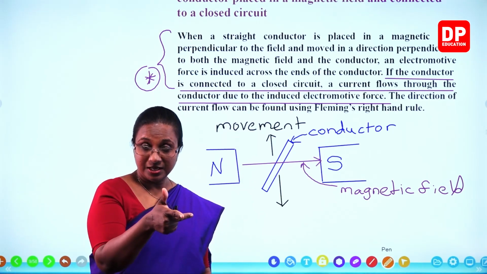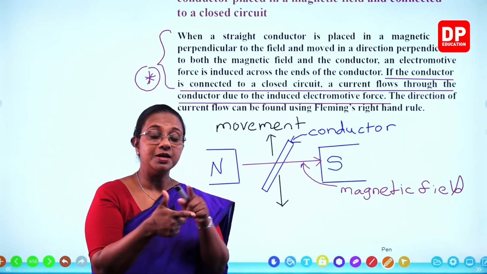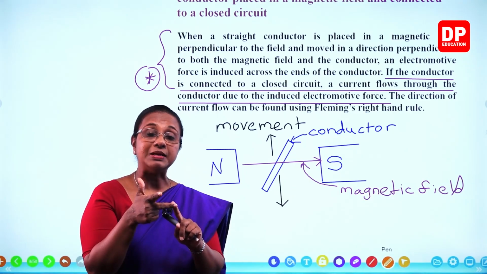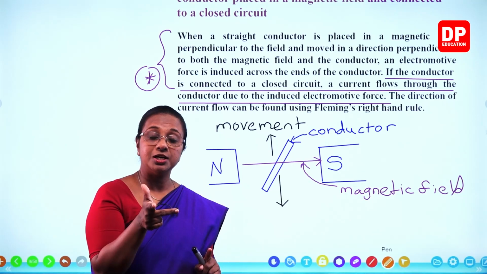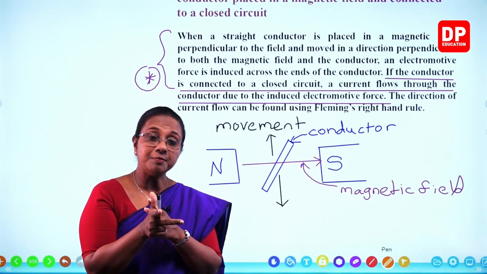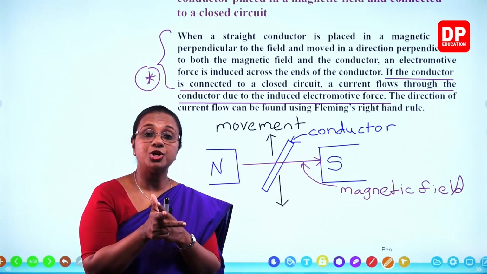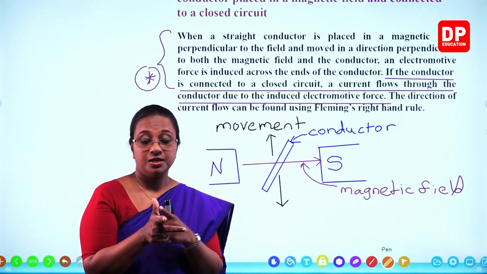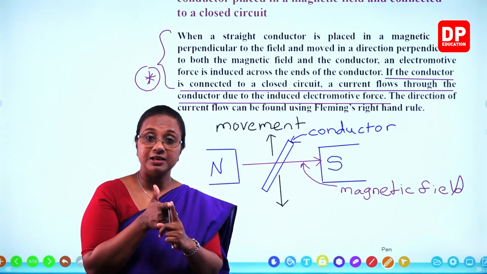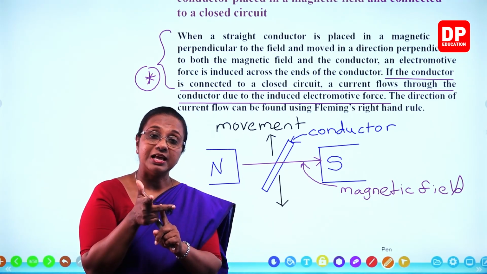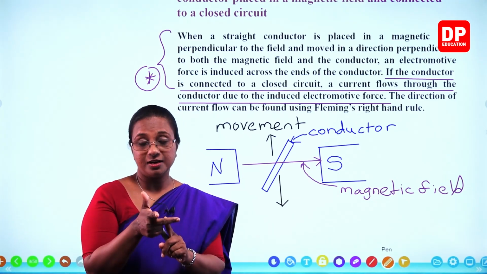So we use three fingers: the thumb, the first finger and the middle finger. Here also they have to be perpendicular to each other. The thumb is going to be the direction of the motion. Then the first finger is going to be the direction of the magnetic field. Then you will get the direction of the current flow.